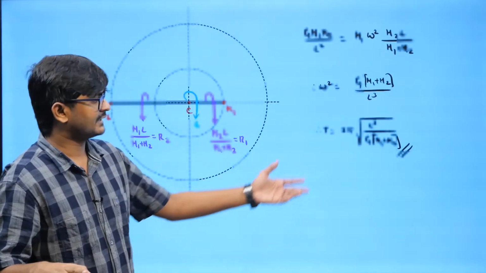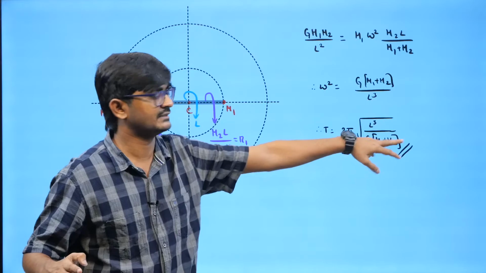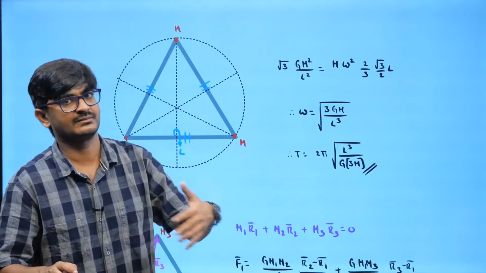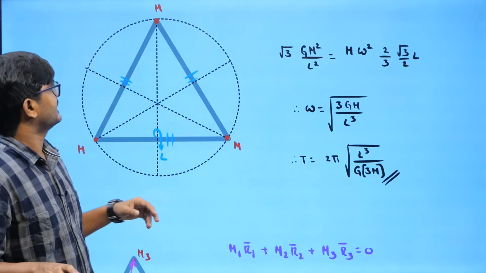Now you can see it is starting out with the same form, but the mass term is different. Earlier it was 2m, now it is m1 plus m2. Now you can expect that it will become 3m here, it will become m1 plus m2 plus m3 in the next one. Now in an equilateral triangle, right?